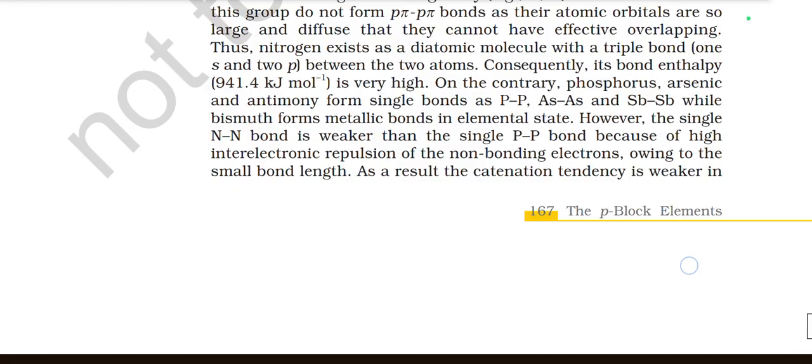On the contrary, phosphorus, arsenic, and antimony form single bonds as P-P, As-As, and Sb-Sb, while bismuth forms metallic bonds in the elemental state. However, the single N-N bond is weaker than the single P-P bond because of the high interelectronic repulsion of the non-bonding electrons owing to the small bond length. As a result, the catenation tendency is weaker in nitrogen.